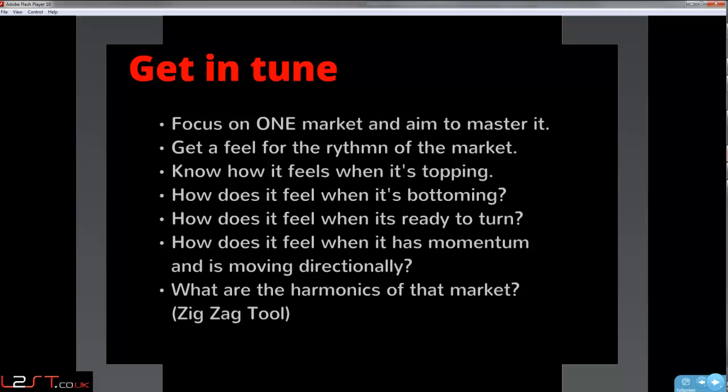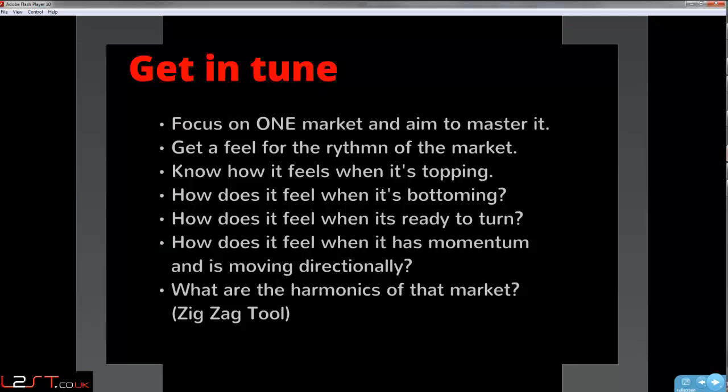Know how it feels when it's ready to turn. So you might get a feel for when it's topping, bottoming, getting cut off, but you might also have to develop a feel for when it's getting ready to turn. How does it feel when it gets ready to turn? How does it feel when it's actually starting to move and it's picking up some momentum and it starts to move directionally? What does it feel like? These are the questions that you all have to ask yourselves.